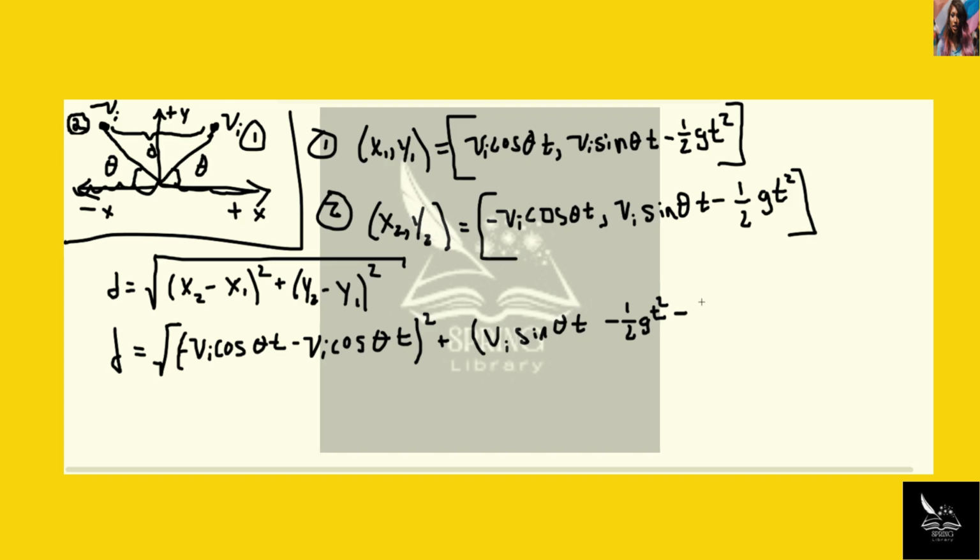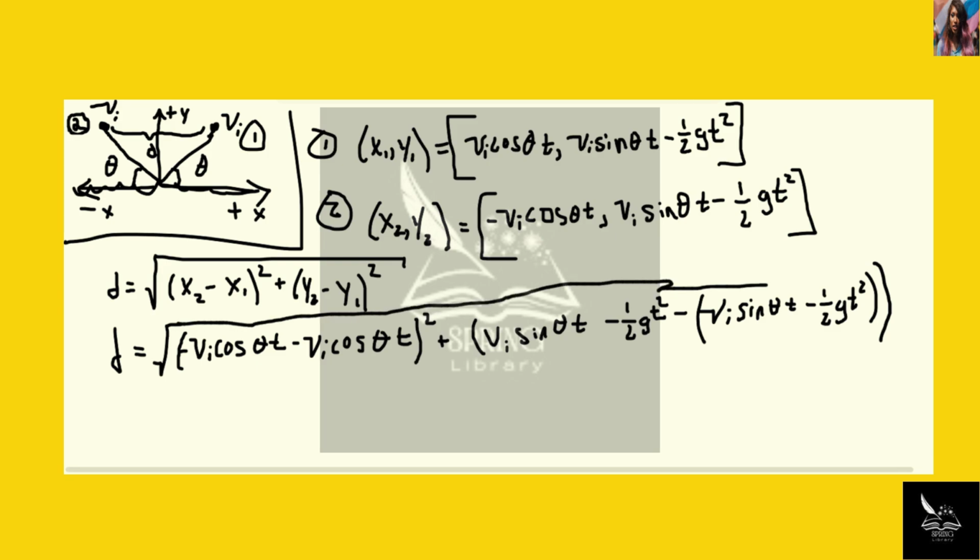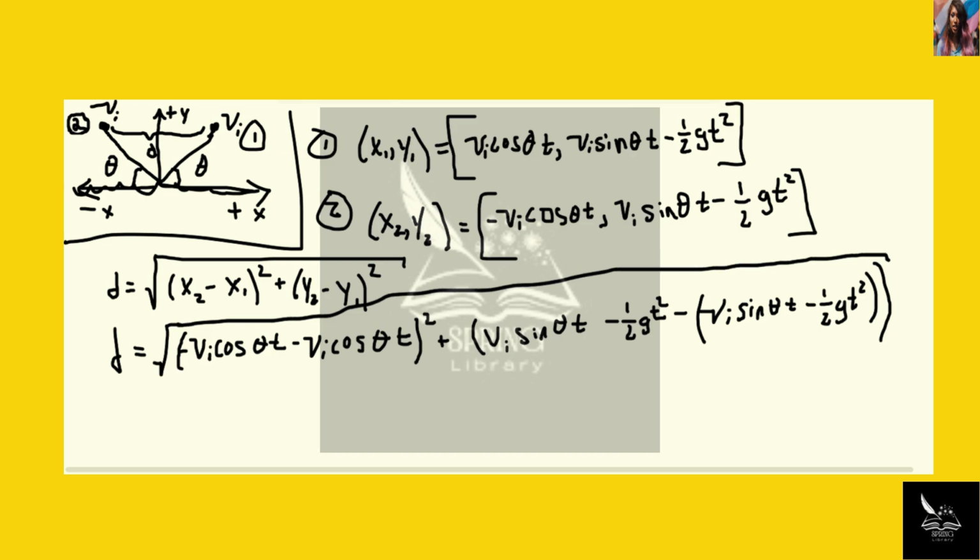And then we have minus, since we have two parts for y1, I'm going to put parentheses here, vi sine theta times t minus the 1/2 g t squared. We'll close down this bracket. There's also that second bracket we've got to close down. And this is a huge root here. Cool. It's not easy to extend that all the way across the page. There we go.